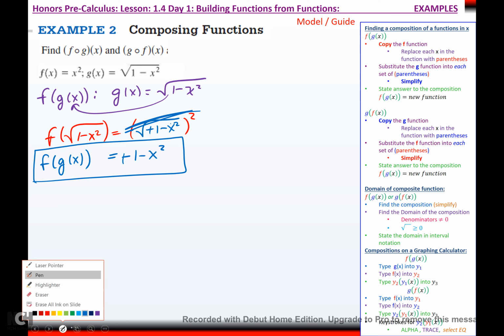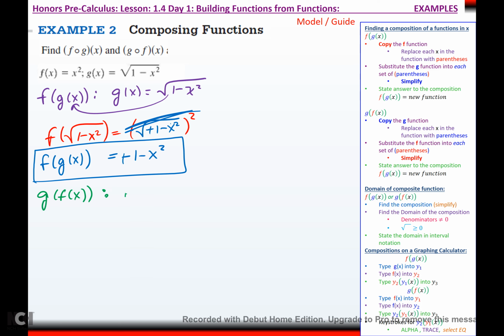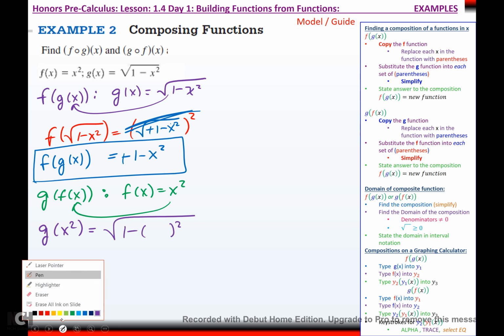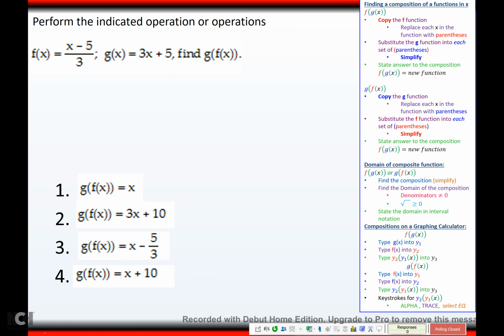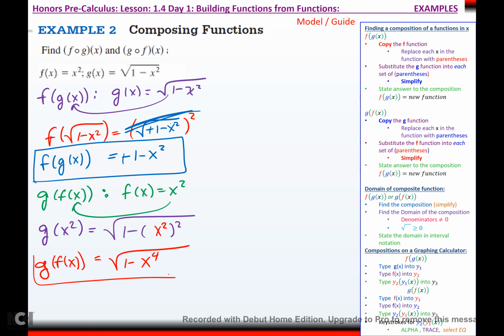Alright, so now we want to do g of f of x, which says start at the f party, which says x squared, and take it to g. So I'm really finding g of x squared. The g function says the square root of 1 minus whatever you brought squared. I'm bringing x squared. Square squared, you get 1 minus x to the 4th, and no, you can't take the square root of that. That's your g of f of x. Okay, and there's your two compositions.